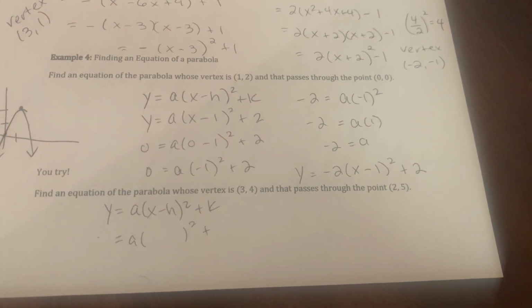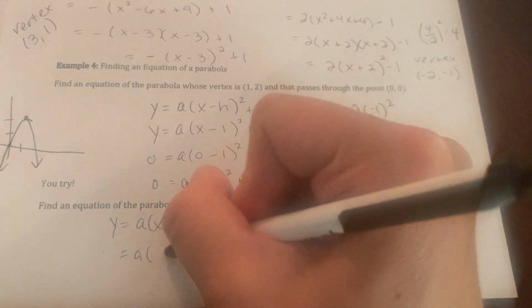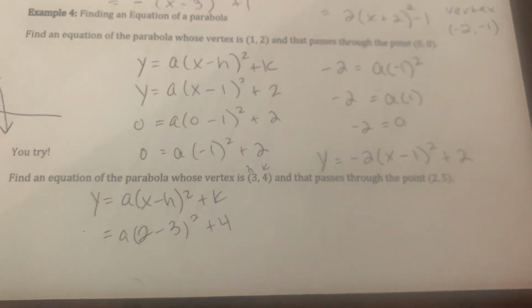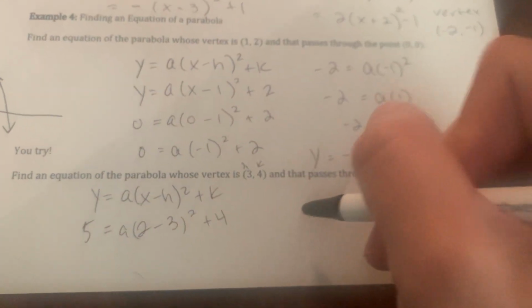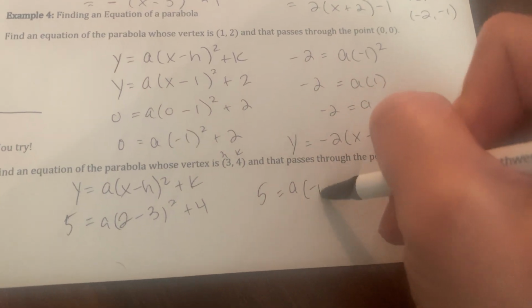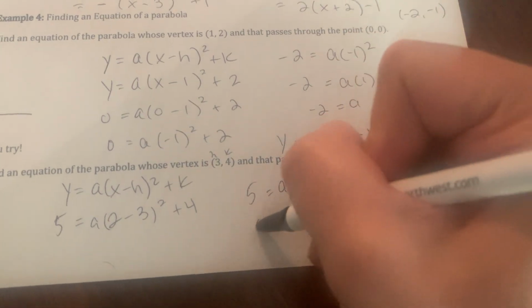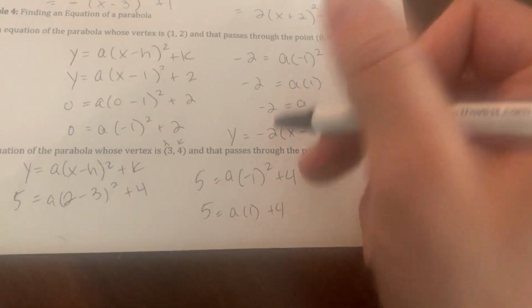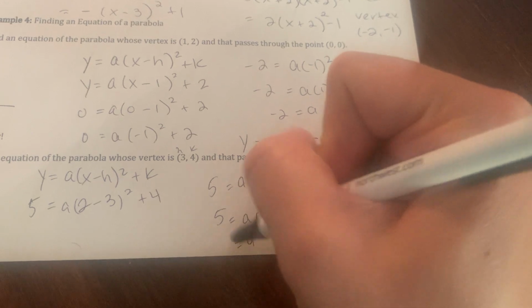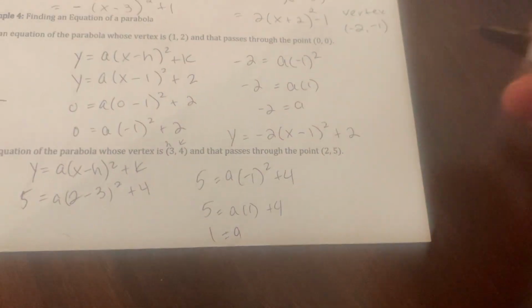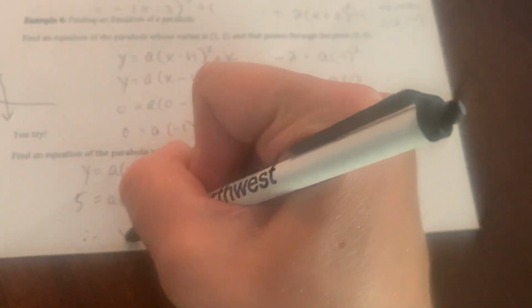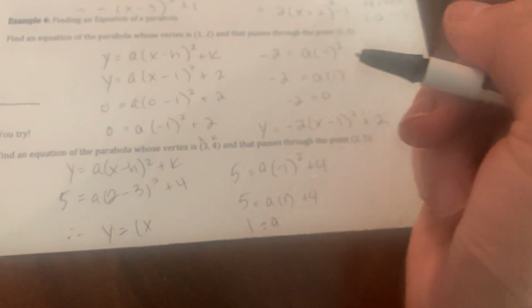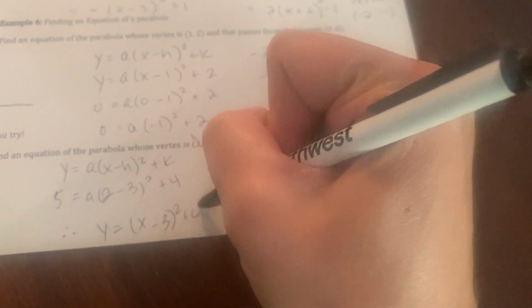Okay, so vertex h, k is 3, 4. Your x value is 2. Your y value is 5. 5 equals A times -1 squared plus 4. 5 equals A times, well, -1 squared is 1, plus 4. Subtract 4 from both sides. A is just 1. And that's a lot of the times the case, and that's fine. Therefore, your equation is y equals, you don't have to write the 1, (x minus 3) squared plus 4.